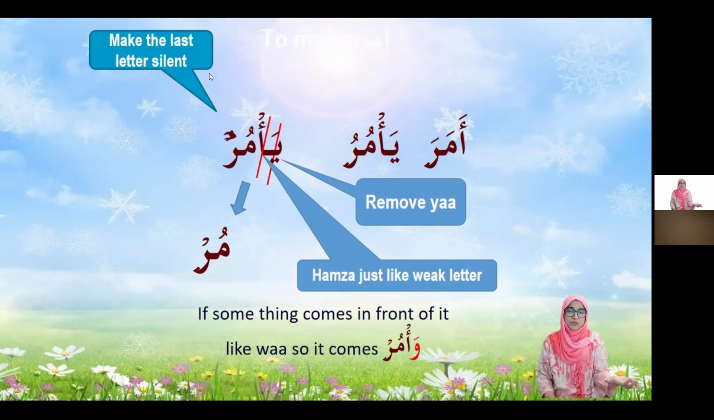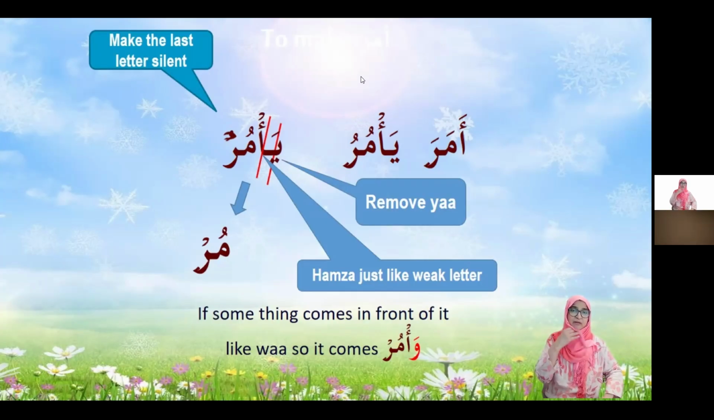So we'll do the same thing. Cut out the ya and put the sukun. If I cut out the ya and make the sukoon, what are we left with? A mur. But this Hamzah with a sukoon, ya muru. So ya is cut off and we have Hamzah with a sukoon.